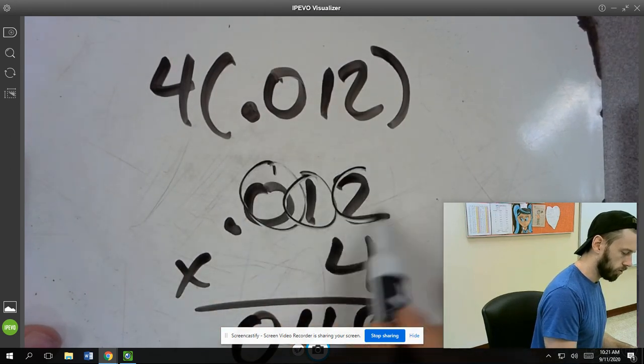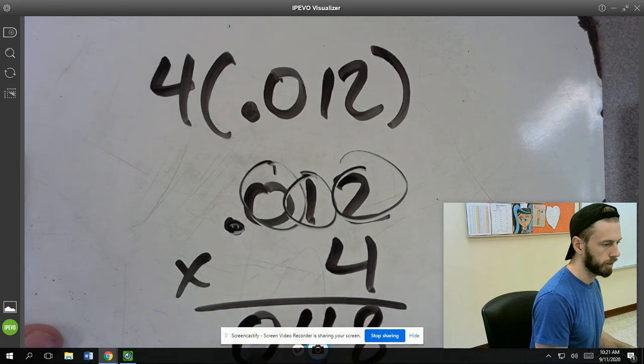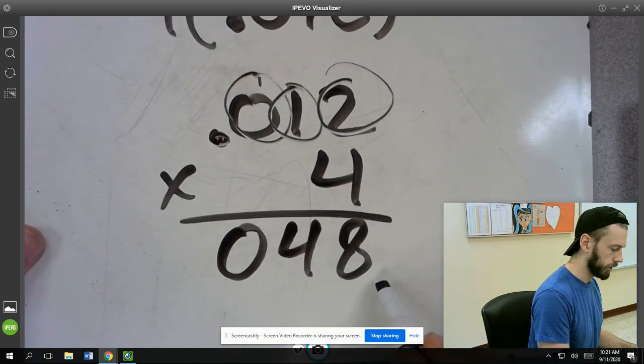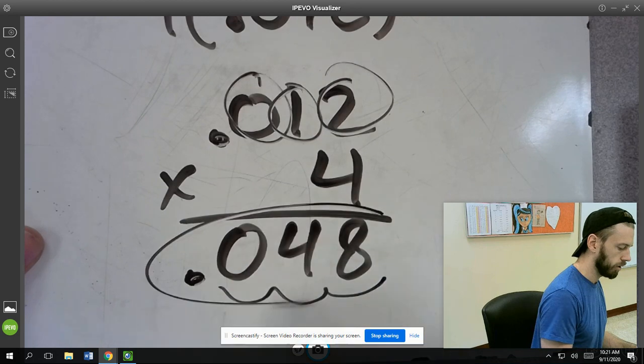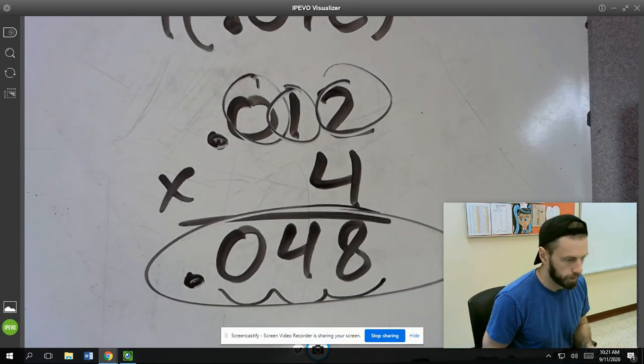There are 1, 2, 3 places to the right of this decimal up here. So that's 3 places I got to count over in this answer. 1, 2, 3. The answer is 48 thousandths.